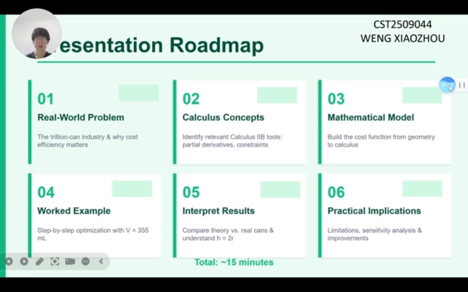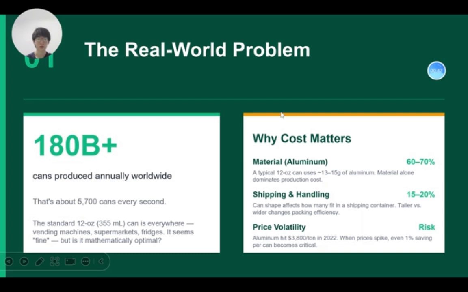My name is Wenxiao Zhou and my student ID is CST2509044. This is our presentation roadmap. As you can see, we divided it into 6 parts: the real-world problem, calculus concepts, mathematical model, worked example, interpret results, and the practical implications. Then let's start. First, the real-world problem.